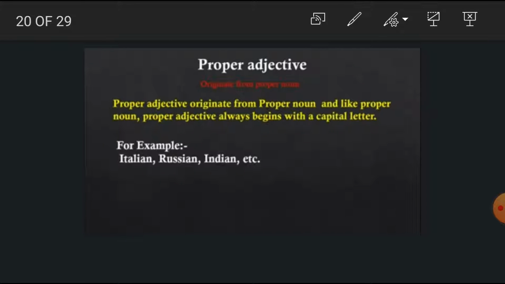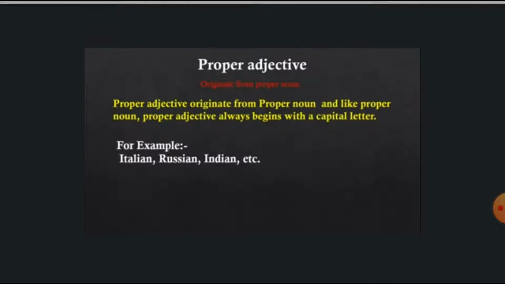Proper adjective, as the word shows, has been derived from a proper noun. Proper adjectives originate from proper nouns, and like proper nouns, proper adjectives always begin with a capital letter. For example, Italy, Italian; Russia, Russian; India, Indian, etc.